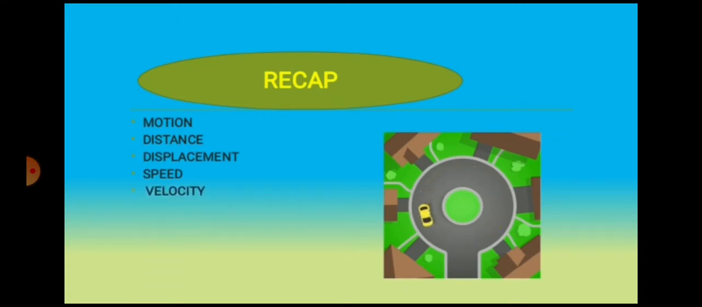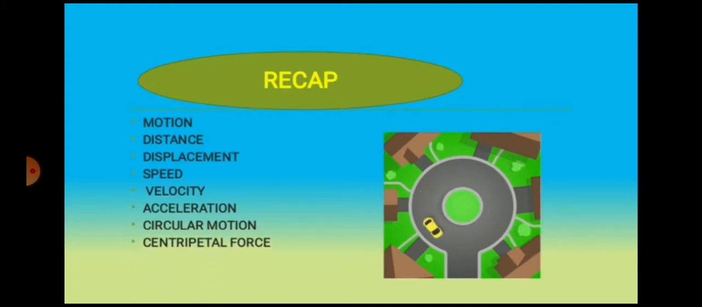Then we saw velocity. What is velocity? Speed of an object in a particular direction. Then we saw acceleration. What is acceleration? Change in magnitude or direction of velocity. Then we saw circular motion, movement of an object along the circumference of a circle or rotation along a circular path. Then we saw centripetal force, force which acts on a body moving in a circular path and is directed towards the center.